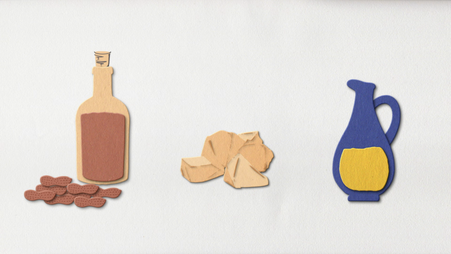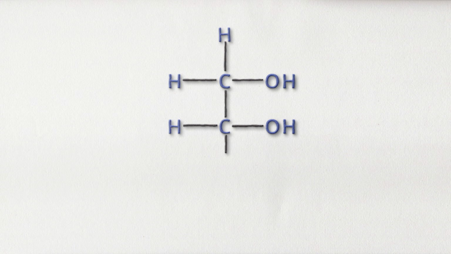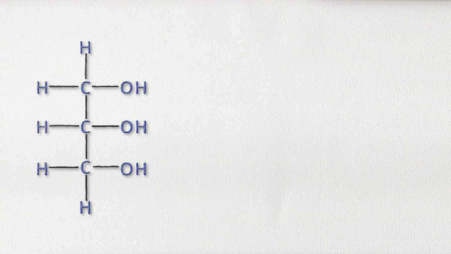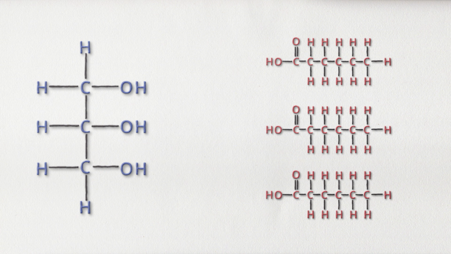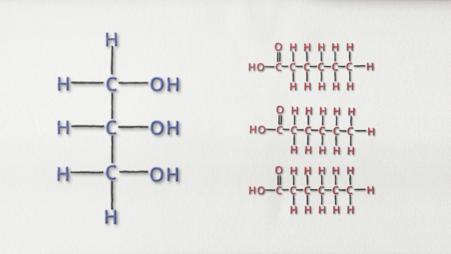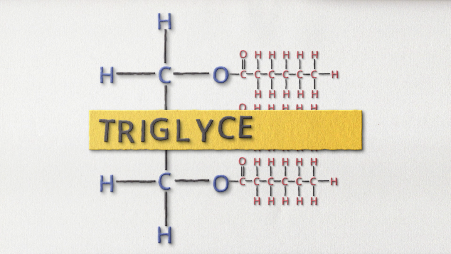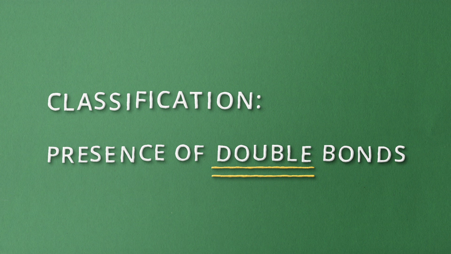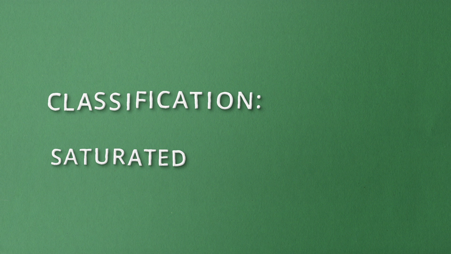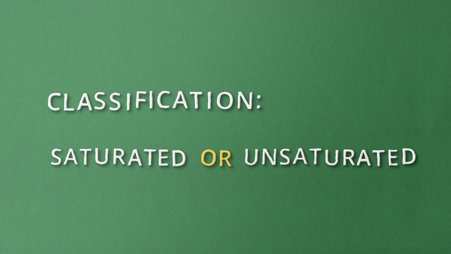Structurally, lipids are composed of a 3-carbon molecule called glycerol, which is subsequently bound to 3 hydrocarbon chains called fatty acids. And because there are 3 fatty acid chains, we call these molecules triglycerides. Fats are classified according to the number of double bonds present, so fats can be either saturated or unsaturated.